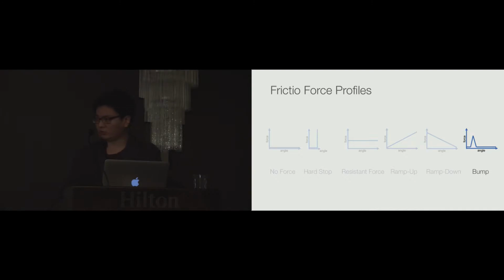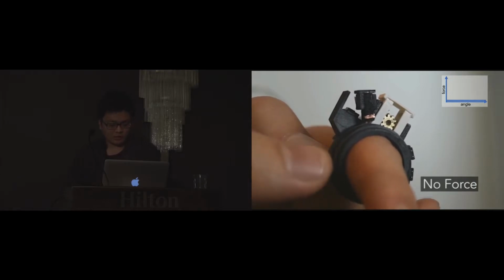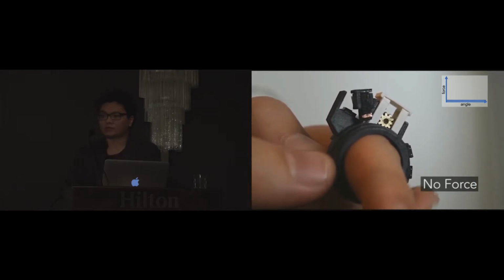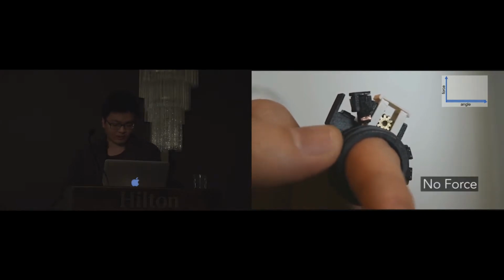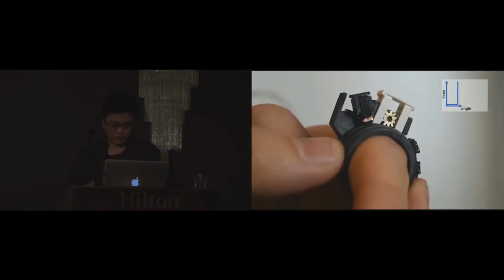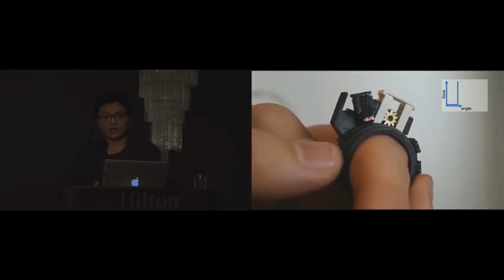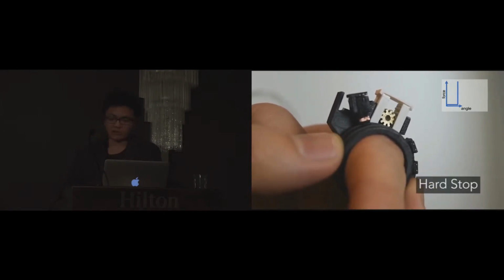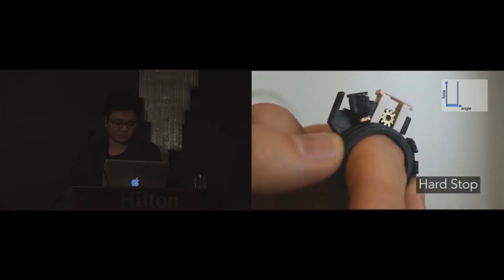So I would like to show you several videos describing these force profiles in detail. This is the no force. As you can see, the brake pad stays still, and there is no resistant force provided from the friction. This is the hard stop. The brake pad drops quickly at a certain angle, and it prevents the outer race from rotating.